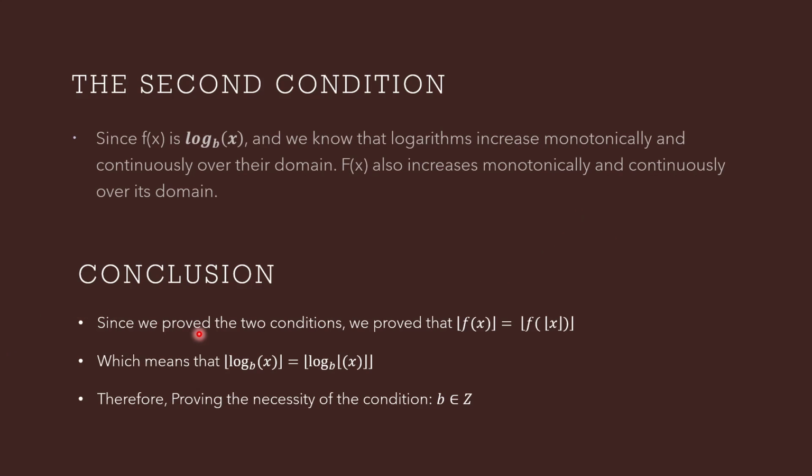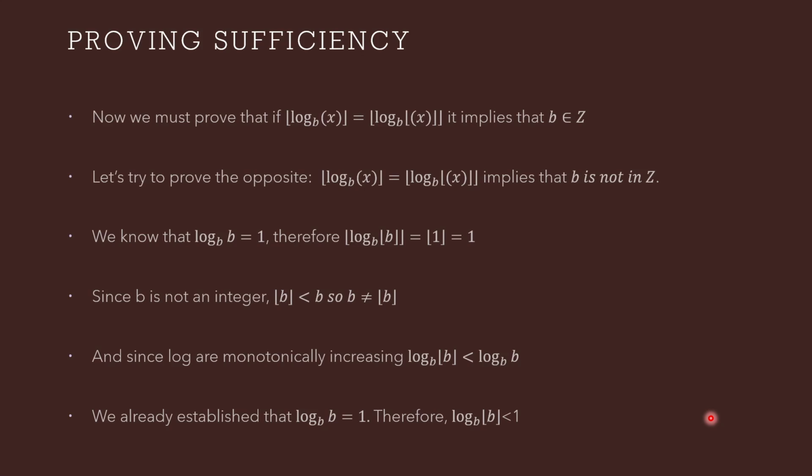So in conclusion, since we proved the two conditions of theorem 3.10, if we replace f of x with what we defined it to be, the floor of log base b of x is equal to the floor of log base b of floor x, therefore proving the necessity of the condition that b is indeed an integer. Now we have to prove the sufficiency of this condition. So we're going to have to prove that if the floor of log base b of x equals the floor of log base b of floor x, then b is an integer.